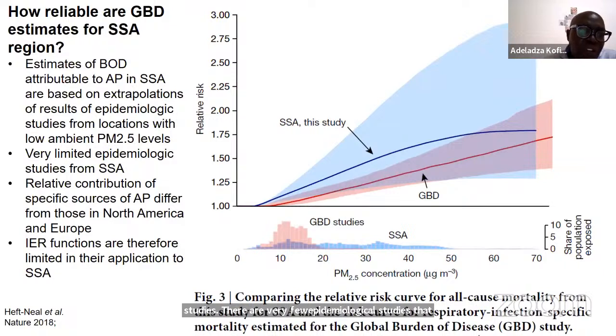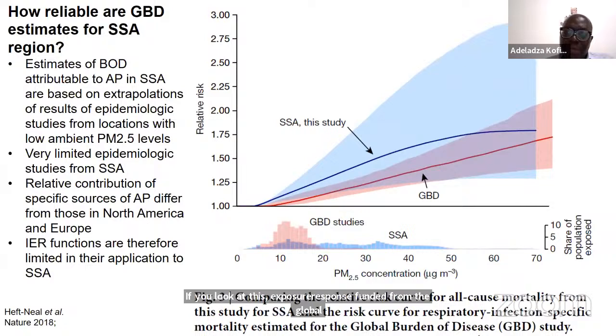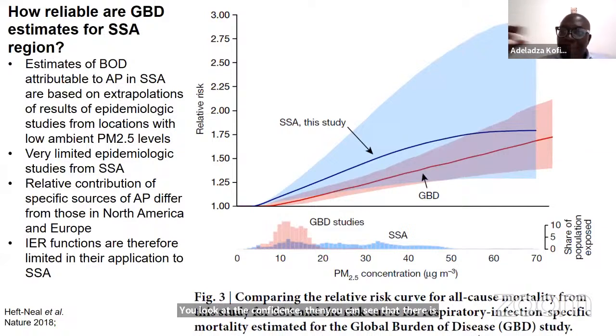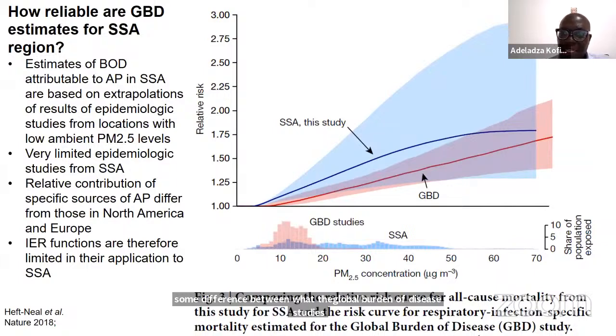The other issue is that the relative contribution of specific sources of air pollution differs from those in North America and Europe. And that is the more reason why I conclude by saying that the integrated exposure response functions have very limited application to sub-Saharan Africa. And this study here in the figure tells us straight about it. If you look at this exposure response function from the global burden of disease study, you see where the line is. And there was a study that was conducted which tried to generate a relative risk curve for all-cause mortality for respiratory infections. And if you look at where the curve is, and you look at the confidence interval, you can see that there is some difference between what the global burden of disease study is projecting for Africa and what this study actually derived based on data that they collected in Africa.